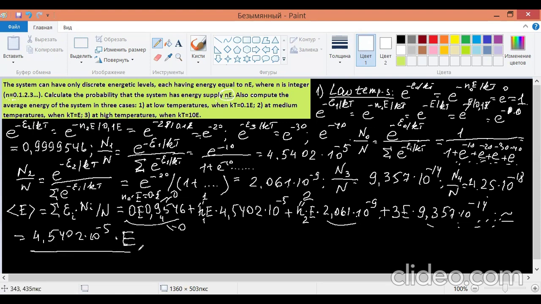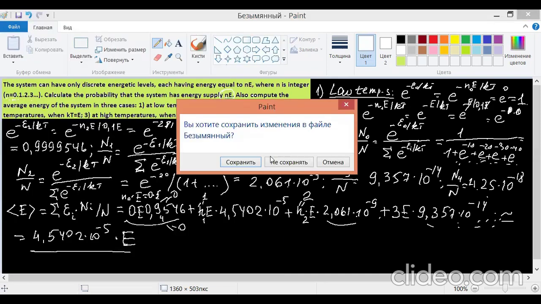This is the answer. And we have just finished calculating the average energy for the case when the temperatures are low. Now we should proceed to the second part of the calculations when the temperatures are medium. In other words, when the product of the Boltzmann constant and temperature is equal to E energy. So let's do that.